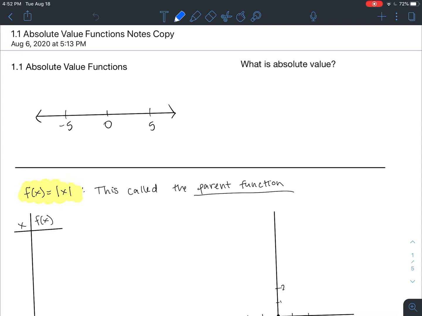So our first lesson that we're going to officially cover in this class, 1.1 absolute value functions. So in our review, we talked about linear functions. So this is a different sort of function. It behaves in a different sort of way, but in some ways very similar to the linear function. Before we talk about the function, though, let's talk about what an absolute value is.